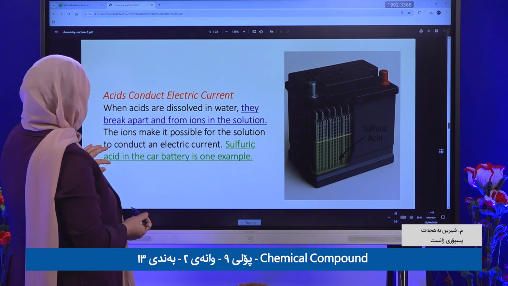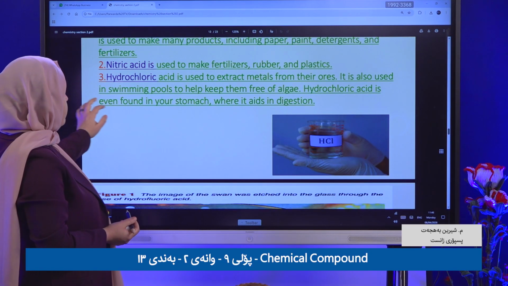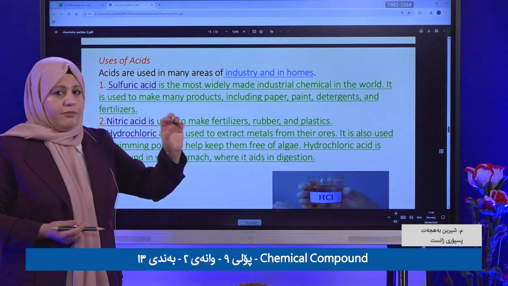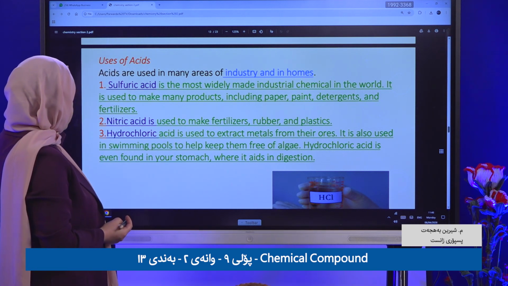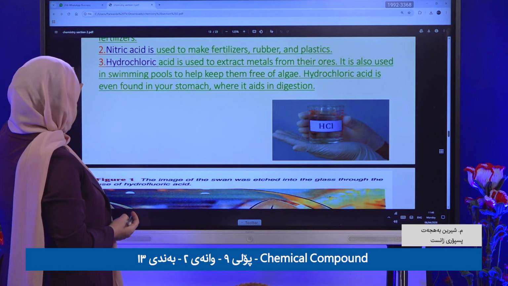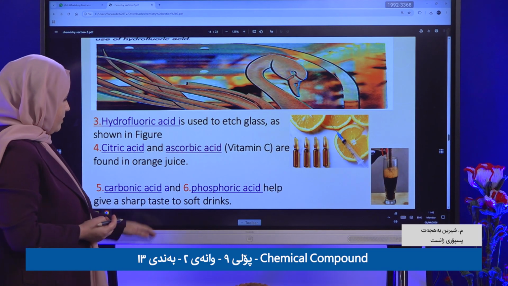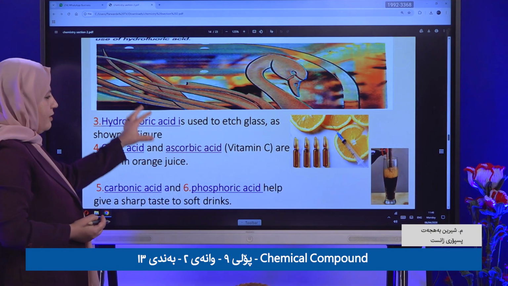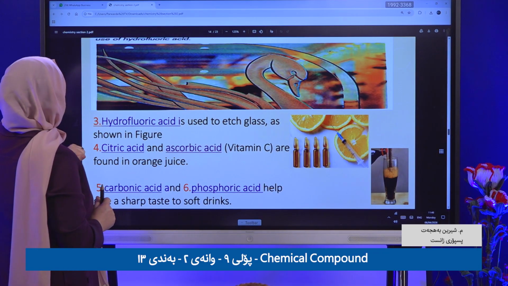Let's go to uses of acids. These acids you should memorize, like your name, because it's very important for the national exam. It's mentioned: sulfuric acid, nitric acid, hydrochloric acid, hydrofluoric acid, citric acid, carbonic acid, and phosphoric acid. Memorizing these names of acids is very important for the national exam. Let's know how each one is used.